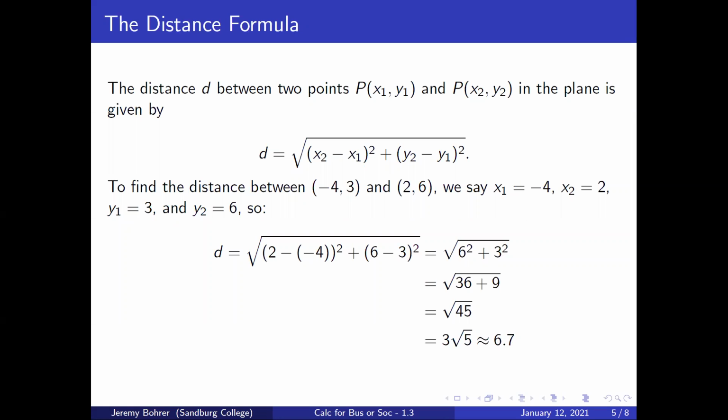The distance d between 2 points, (x1, y1) and (x2, y2) in the plane, is given by d equals the square root of (x2 minus x1) squared plus (y2 minus y1) squared. To find the distance between (-4, 3) and (2, 6), we say x1 equals -4, x2 equals 2, y1 equals 3, and y2 equals 6. So d equals the square root of (2 minus -4) squared plus (6 minus 3) squared, which is the square root of 6 squared plus 3 squared, which is the square root of 36 plus 9, which is the square root of 45, which is 3 times the square root of 5, or about 6.7.